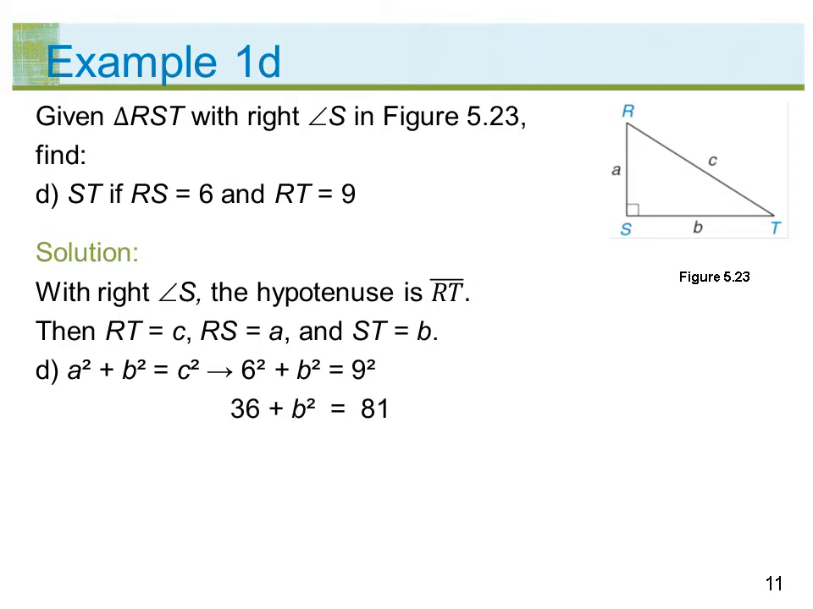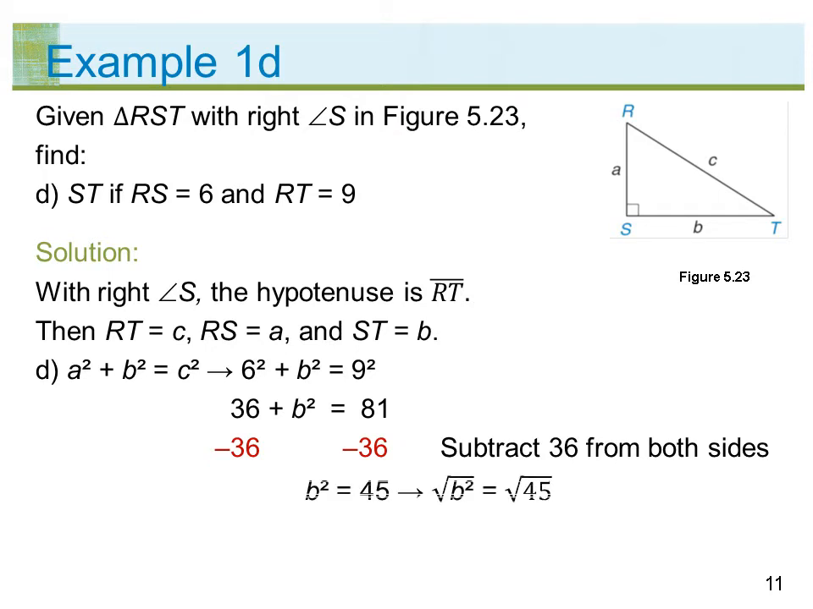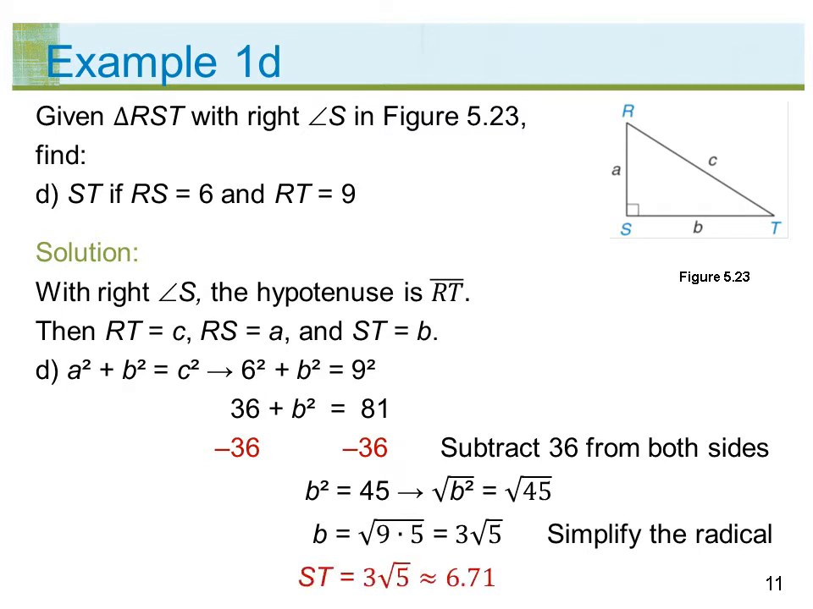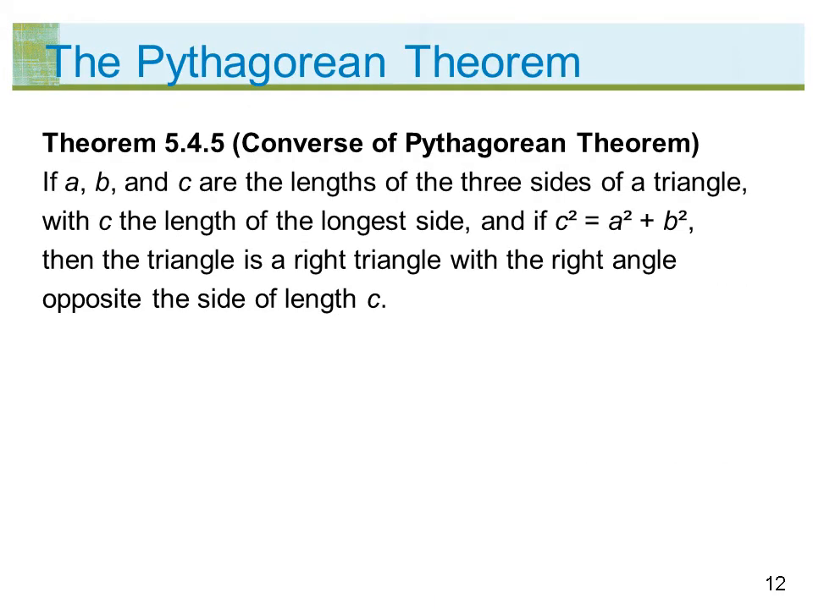36 plus b squared equals 81. Minus 36, minus 36. Subtract 36 from both sides. b squared equals 45, which becomes the square root of b squared equals the square root of 45. b equals the square root of the product 9 times 5, which equals 3 square root of 5. Simplify the radical. Length ST equals 3 square root of 5, which is approximately equal to 6.71. Theorem 5.4.5. Converse of Pythagorean theorem.